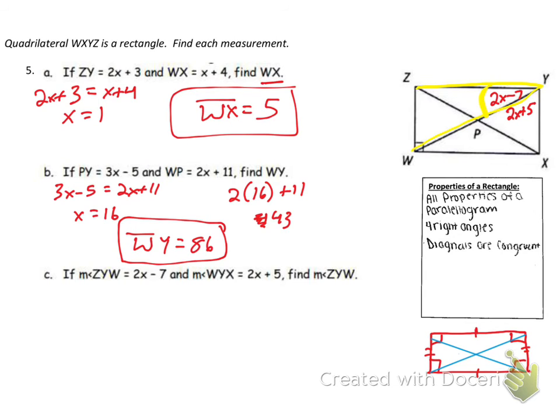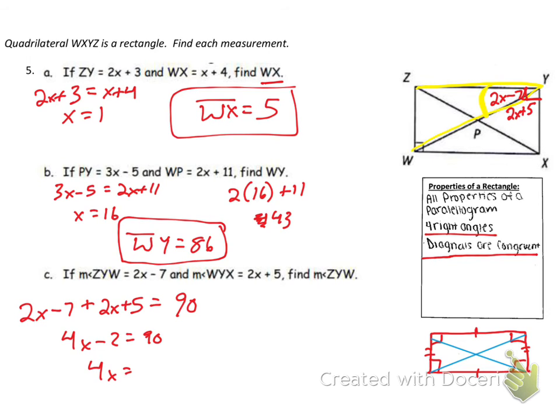And so the first thing we got to do, obviously, again, is find x. So in all of these, the first thing we do is find x. Since diagonals are congruent, there's 4 right angles. So what that means is this angle right here is going to be equal to 90. So what I could do is I could have 2x minus 7 plus 2x plus 5 is equal to 90 degrees. Combine like terms, I get 4x minus 2 is equal to 90. And 4x is equal to 92.